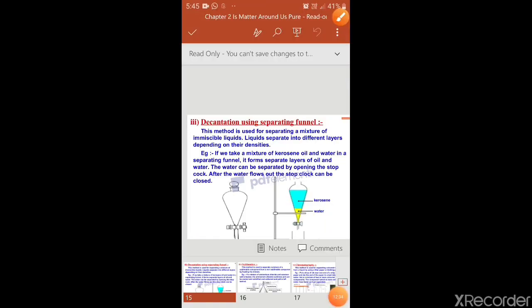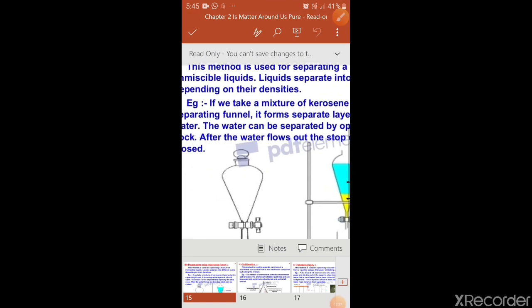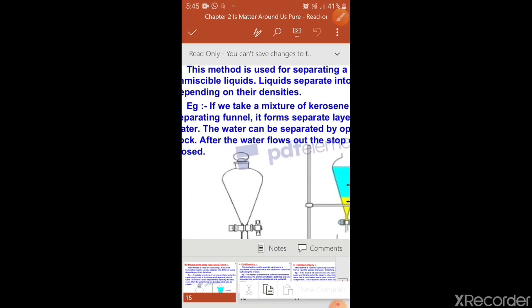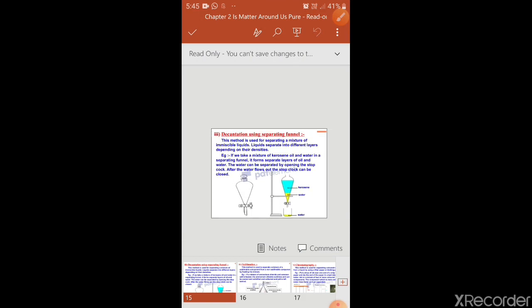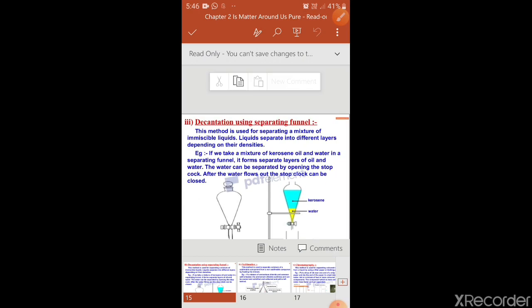This diagram is not clear, but you can see from here it is the apparatus or device which is used for separating immiscible liquids. A kerosene and water mixture has been taken, and this is the stopcock. The whole explanation of this is given in your activity 2.6, so you have to go through that.